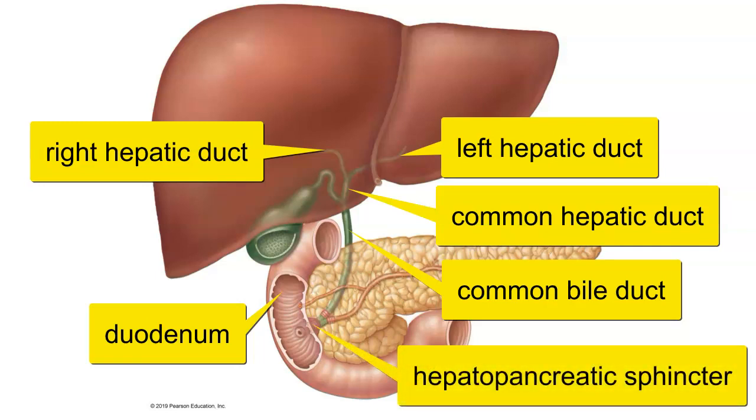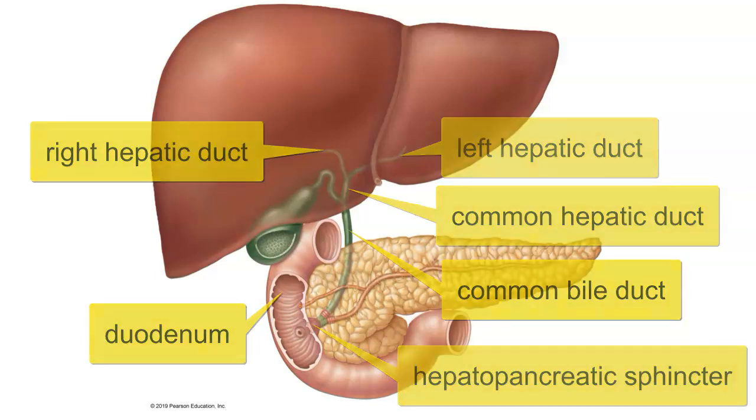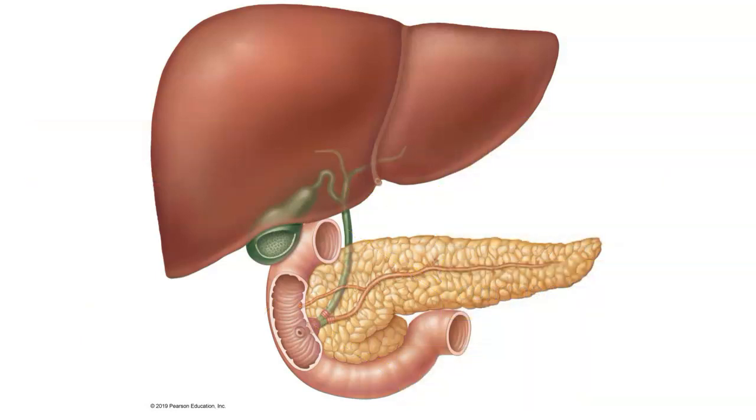Usually that sphincter is closed. If it's open, bile will enter into the duodenum. If it's closed, bile won't enter into the duodenum. But I'm going to consider the composition of bile, the function of bile, and the entry of bile into the small intestine in the next video about the gallbladder.